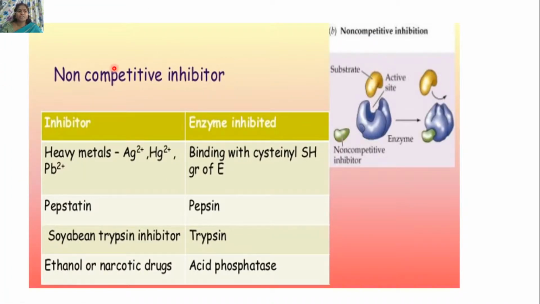Non-competitive inhibitors include heavy metals like lead and mercury, which can bind the sulfhydryl groups of cysteine residues. Pepstatin binds to its target enzyme, pepsin. Soybean trypsin inhibitor binds to trypsin, and ethanol and narcotic drugs act as inhibitors of acid phosphatase, binding only to the enzyme-substrate complex.